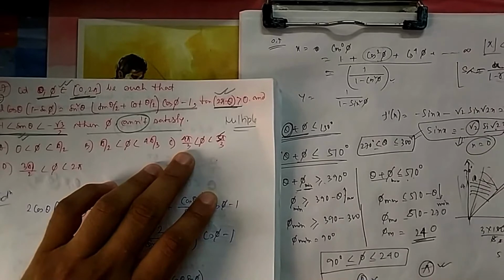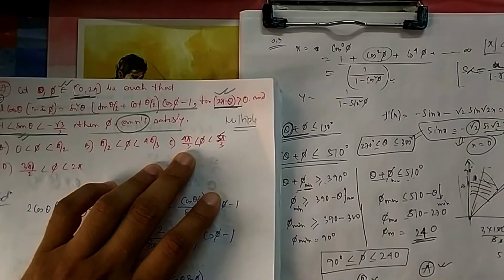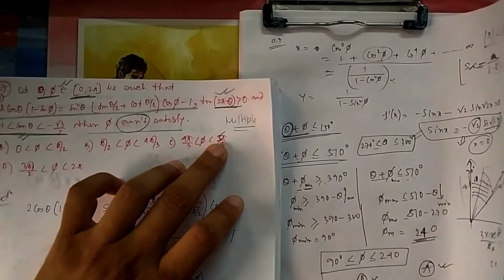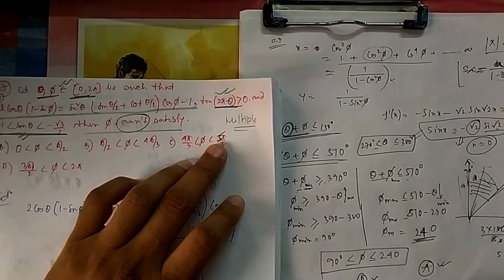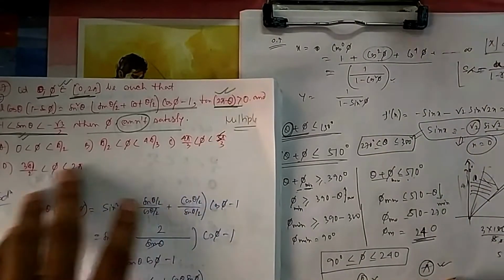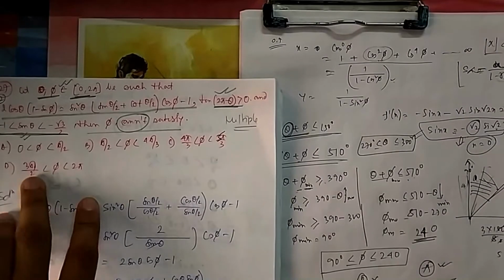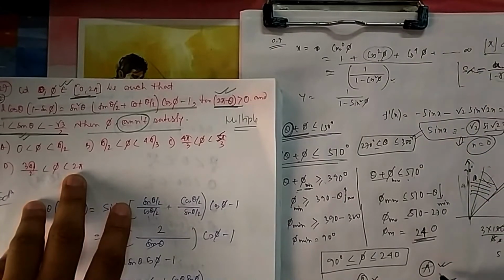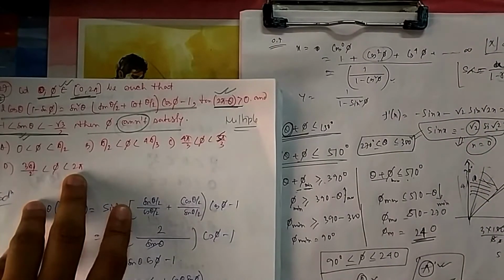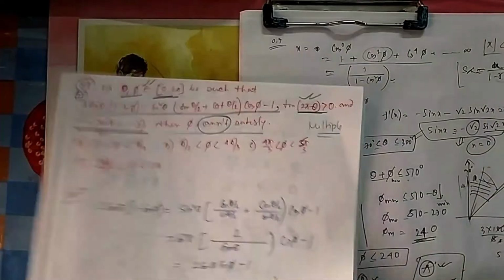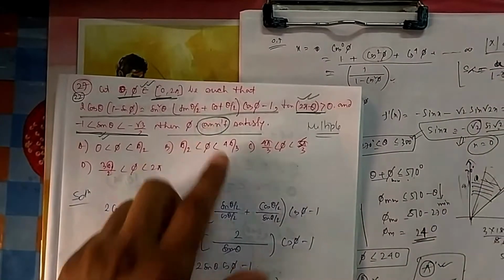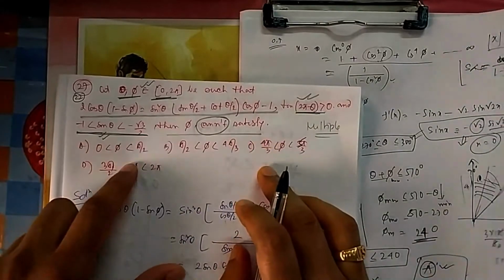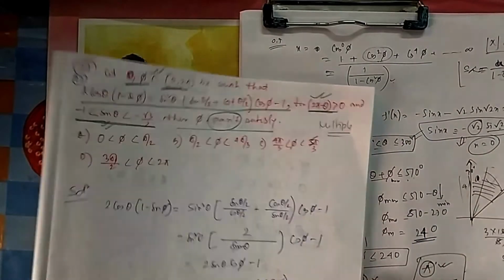C, 4 pi by 3, that is 240, to 5 pi by 3. It cannot be, that's why it is an answer. D, 3 pi by 2, 270 to 360. This cannot be, so these three cannot be, that's why they are the answer. The actual answer is B, but they are asking cannot, that's why we have to think which will not be the answer. A, C, D is the correct option.